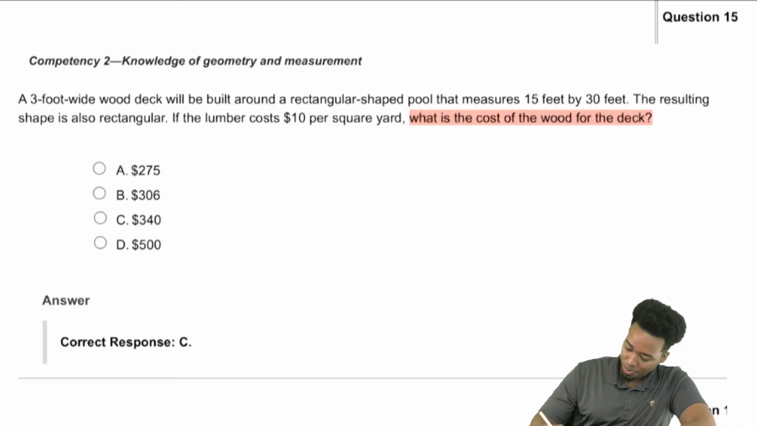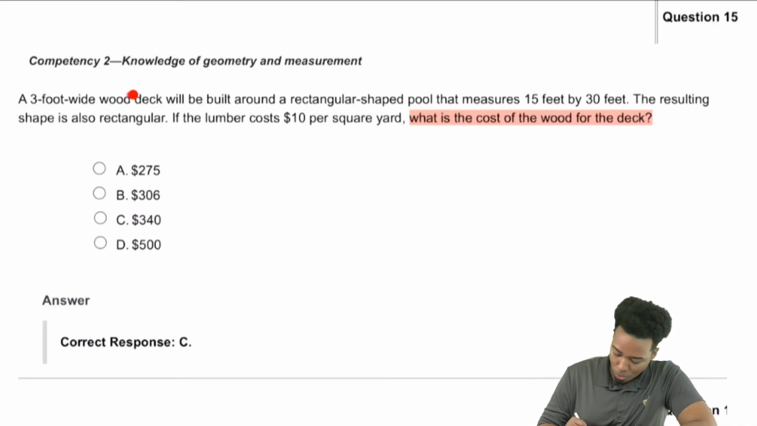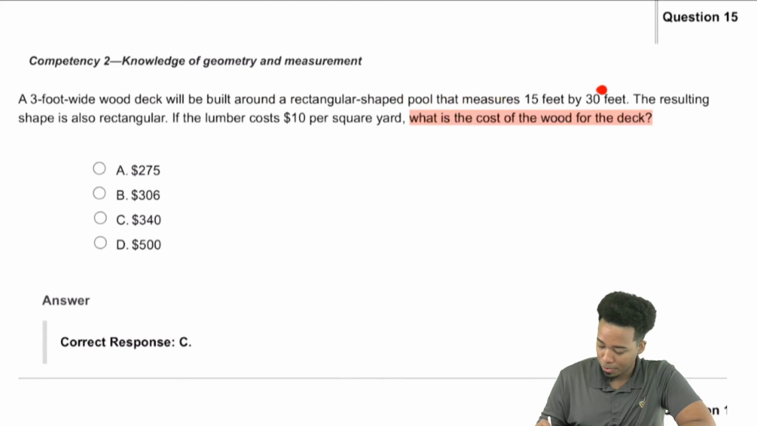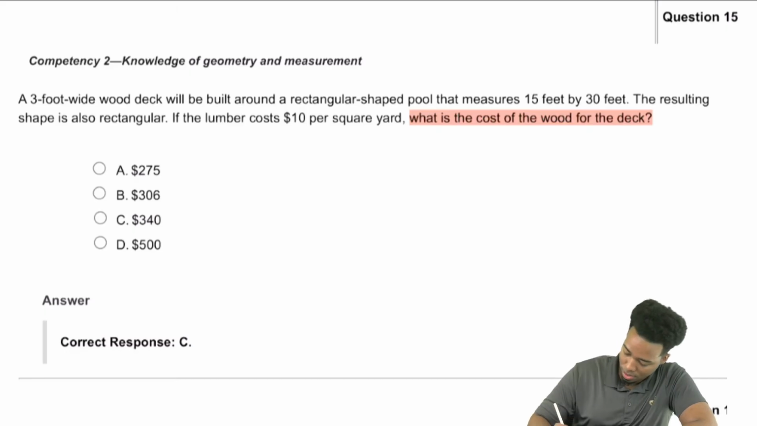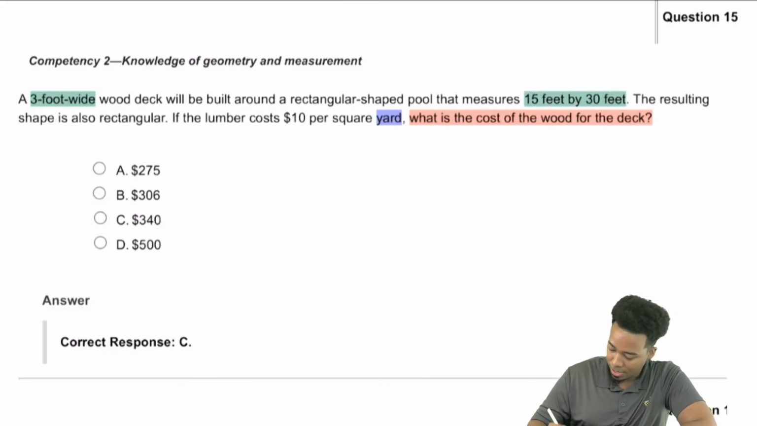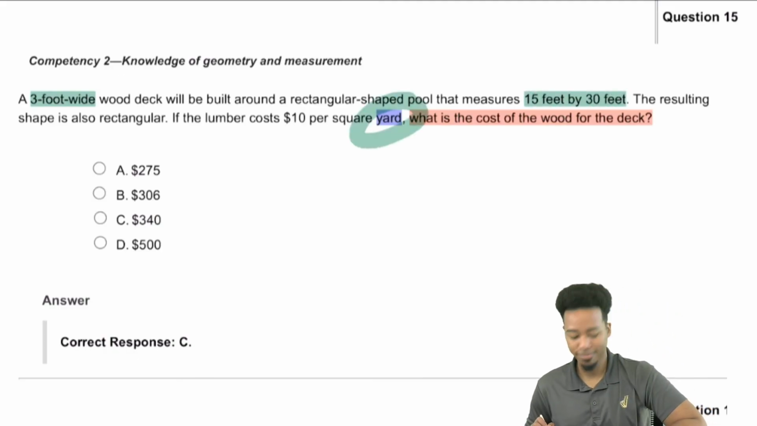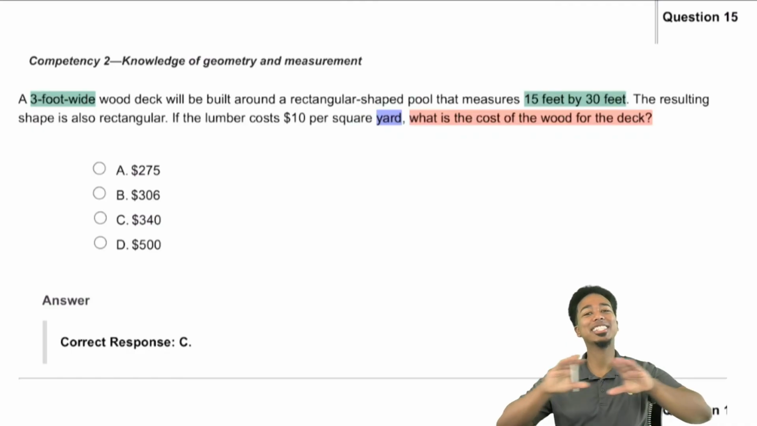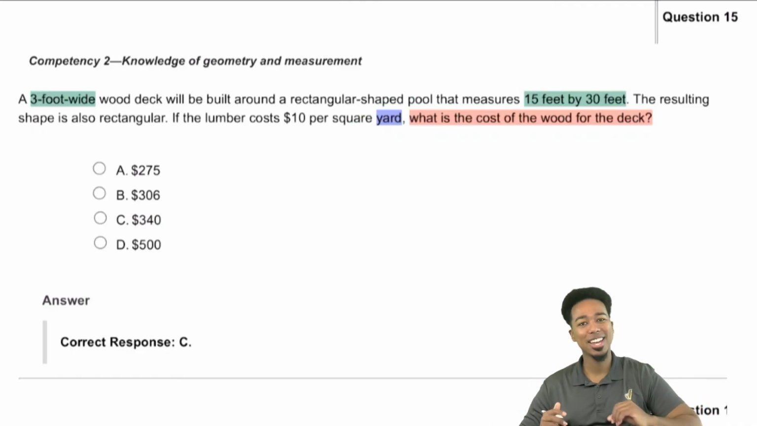So here we go. It says, a 3-foot wide deck will be built around a rectangular shaped pool that measures 15 feet by 30 feet. The resulting shape is also rectangular. If the lumber costs $10 per square yard. Pay attention, don't get tricked. 3 foot wide, 15 feet by 30 feet, and then we have yards there. Don't get tricked. Do not get tricked. Here's how we're going to take care of this, my party people.